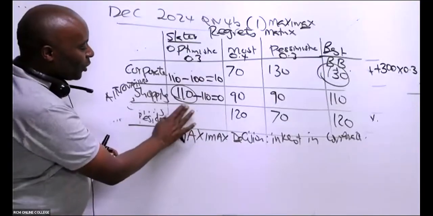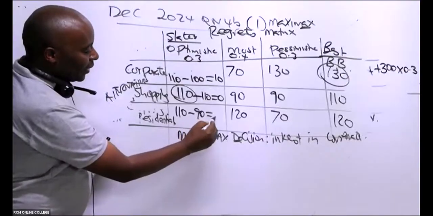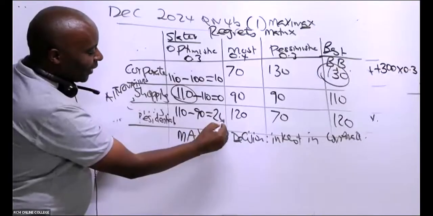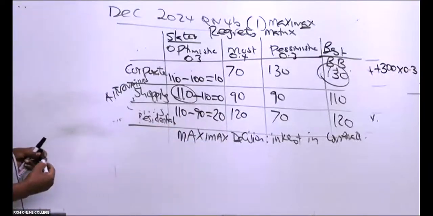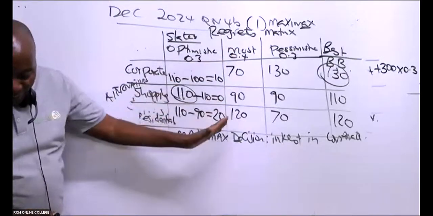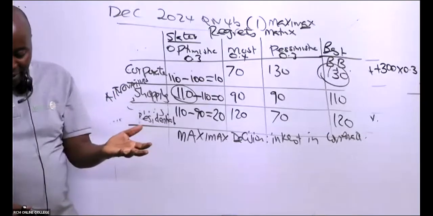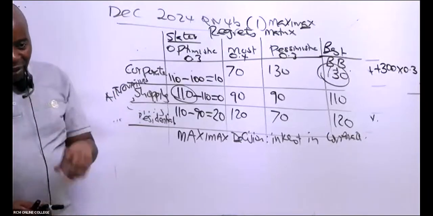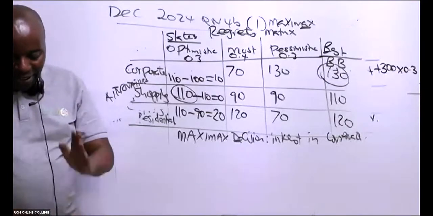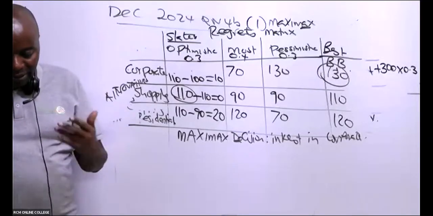How about the third one? 110 minus 90, which gives me 20, isn't it? 20. Is there somebody who is able to compute now regrets for column number two? Please try your best. Even if you don't get it right, so what? Just try. Because it's two rules, basically. Go to the column and identify the very highest. Thank you so much, Linda.